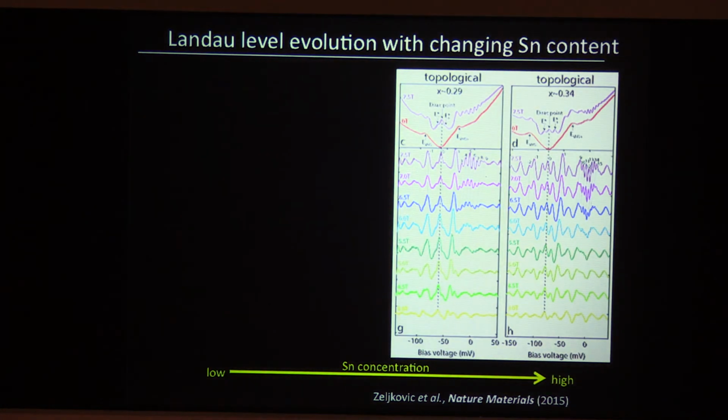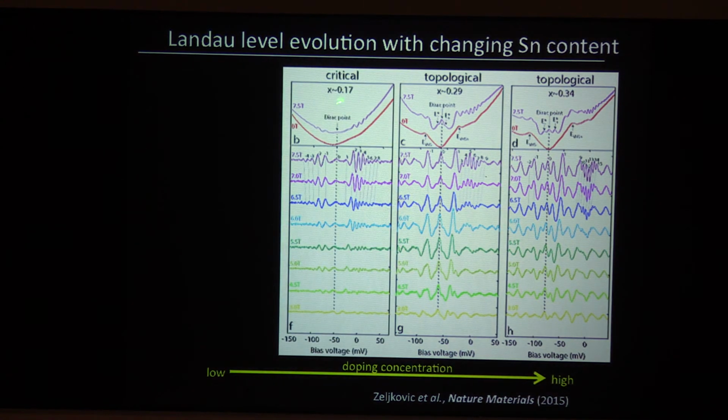Here's a lower tin concentration, again Dirac point, 2 peaks on either side, but it does look already that the 2 mass peaks have shifted in towards the Dirac point. Here's what we know from ARPES as the critical concentration. This is close to the critical concentration. Here the conduction and valence bands are actually very close to touching each other, right? Beyond this concentration, it's going to become trivial.